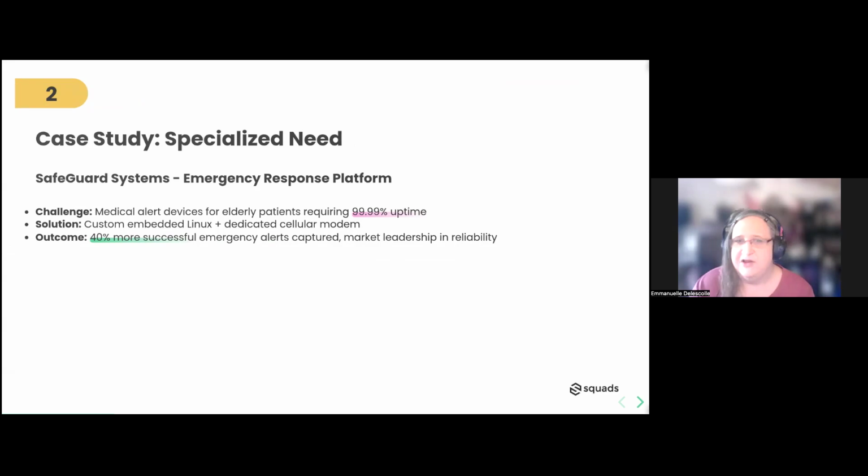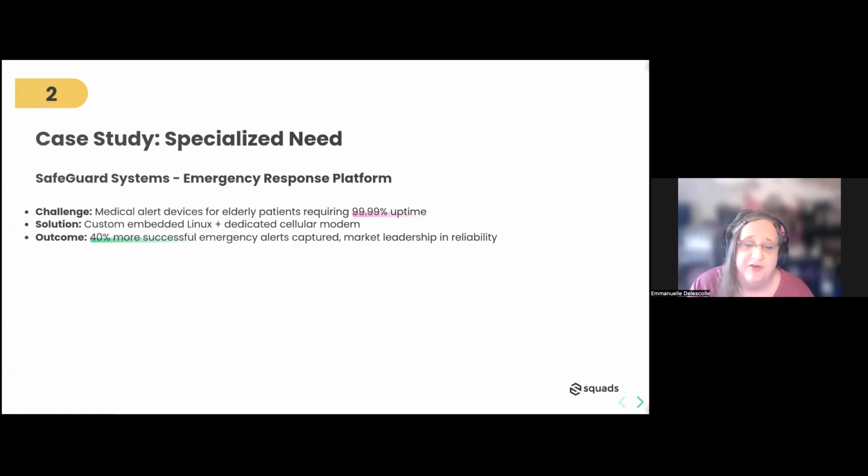So here we can look at a specialized need, a niche need. Let's assume that this is a small startup that is specializing in devices that can detect when elderly people fall, and this is something that they are wearing around their neck. They have noticed that most of the competition right now uses smart devices that connect to their cell phone. And if a fall is detected, then the cell phone can trigger a call.